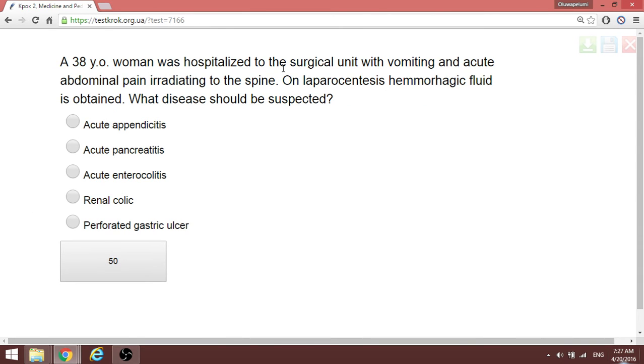An 80-year-old is hospitalized to the surgical unit with vomiting and acute abdominal pain irradiating to the spine. I'm sure that this is the belt-like kind of pain we used to hear about, and that is typical of pancreatitis. In pancreatitis you have this hemorrhagic fluid when you do laparocentesis. So this is acute pancreatitis.